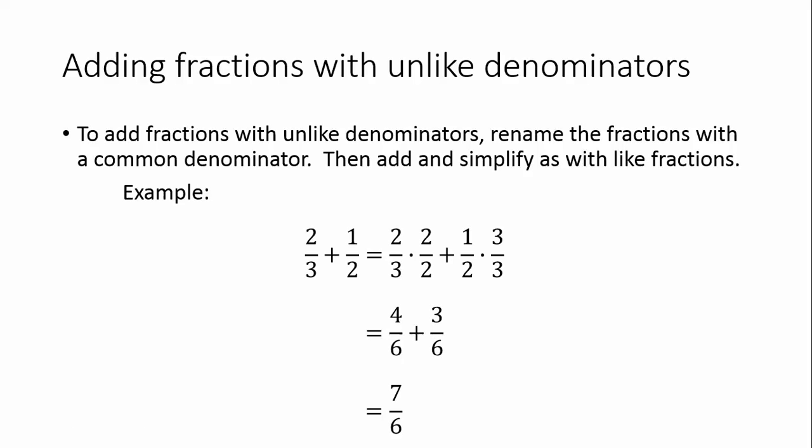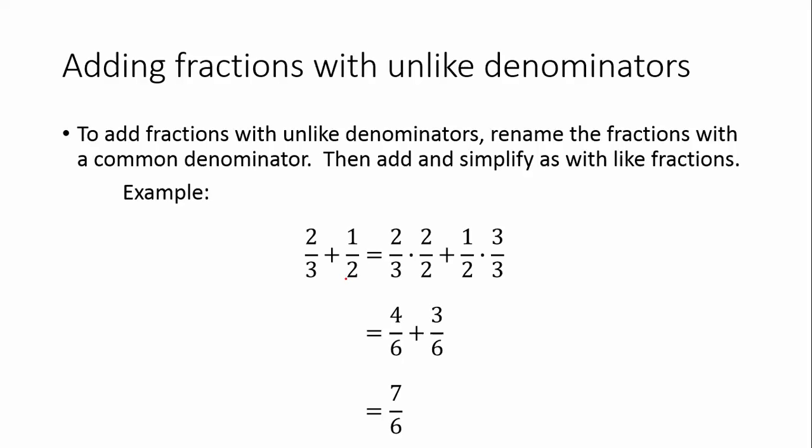When we are adding fractions with unlike denominators, we want to rename the fractions with a common denominator, and then add and simplify as you would with like fractions. So the idea here is we need to get a common denominator. If we look at the example, it's 2/3 plus 1/2. We notice our denominators are 3 and 2, so we can't add those until we get a common denominator.